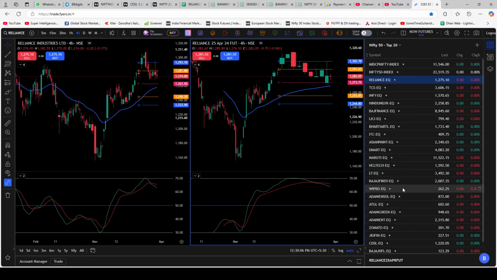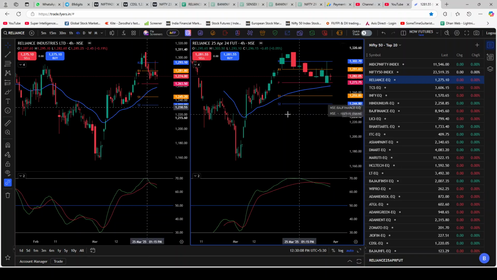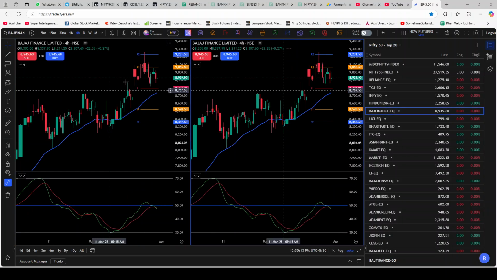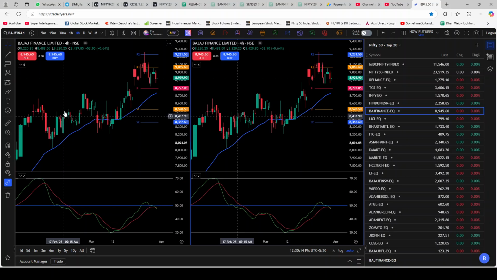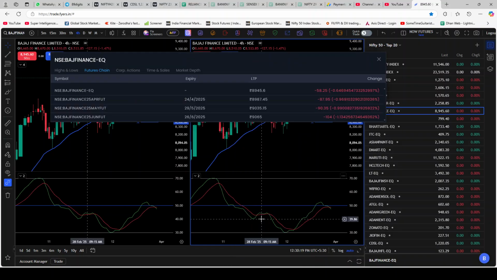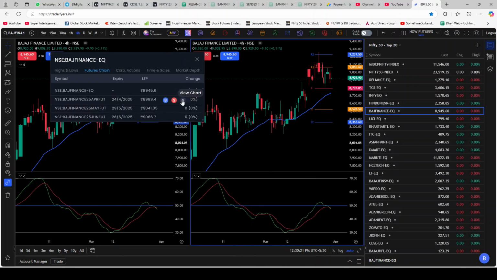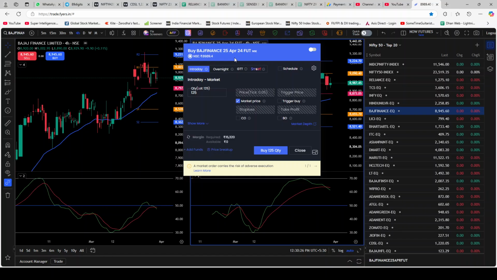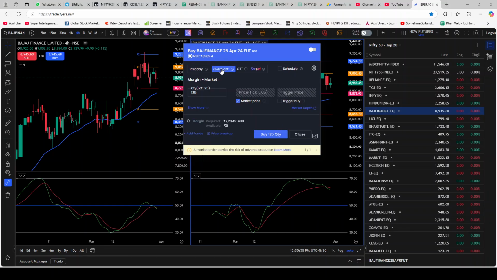All right. If I wanted to carry a position overnight, if you look at a stock like Bajaj Finance, this is an expensive one. If I click on Bajaj Finance here, I now have this spot chart of Bajaj Finance on the left, and I'll go to the futures chart. On the right, I'll select the April futures. The minimum lot size is 125. I require 2,20,000 to buy one lot. And even if I carry this overnight, it will still cost me 2,20,000 rupees.